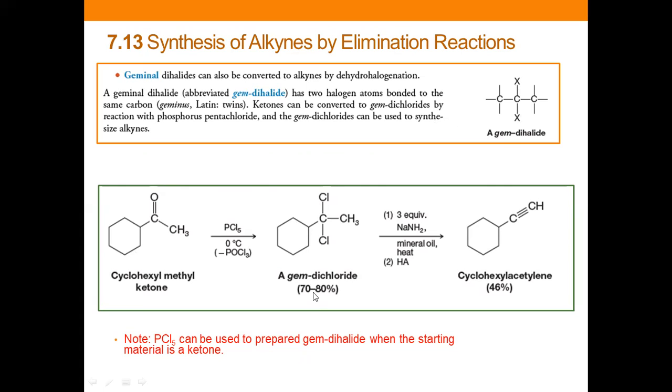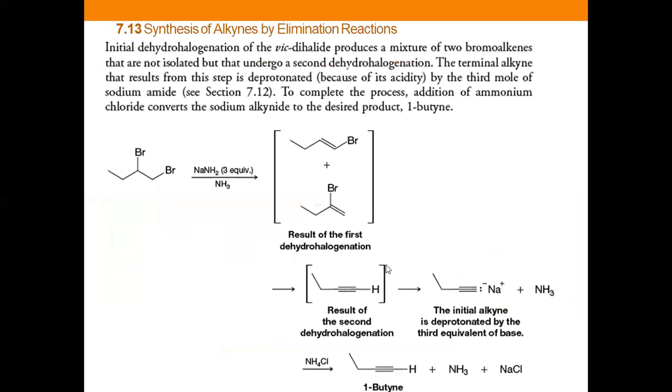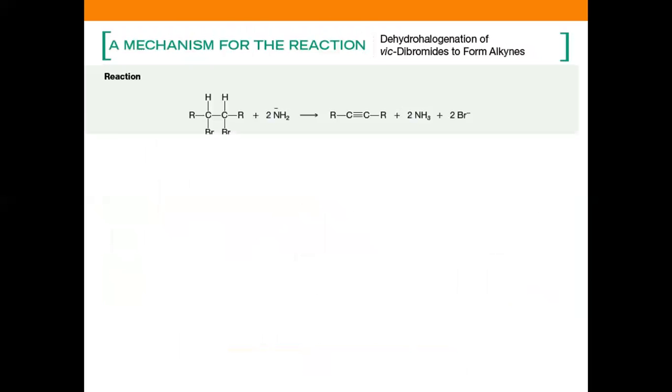So first, to prepare our alkynes using that one, we still use our amide, usually sodium amide, in the presence of heat, the mineral oil or heat, and then we acidify again. The same way here, we have acidification. This is the process where we acidify using the conjugate acid of ammonia, NH4Cl. So what happens?